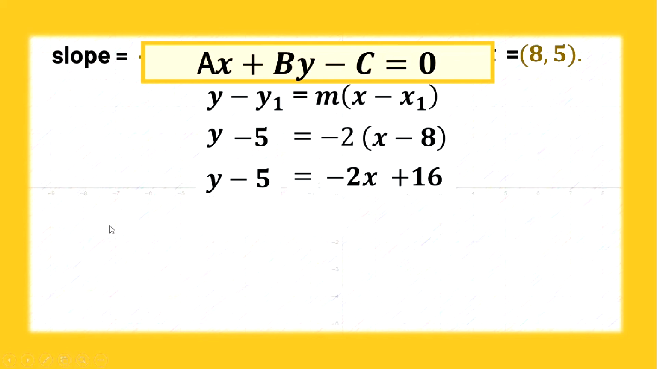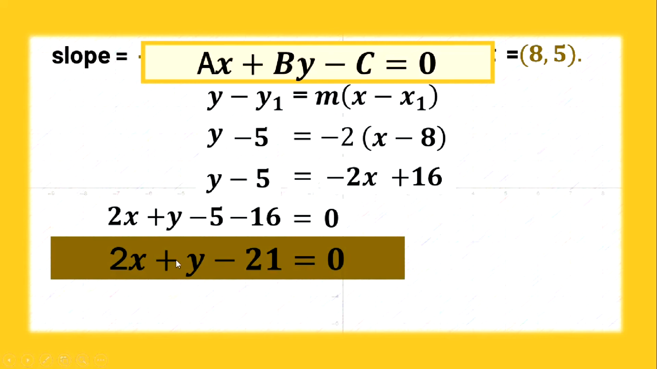-2x, itatranspose siya. We have 2x plus y minus 5. Then transpose 16. Minus 16 equals 0. Then simplify. We have 2x plus y, -5 minus 16 is -21. And this is the general form of the equation.